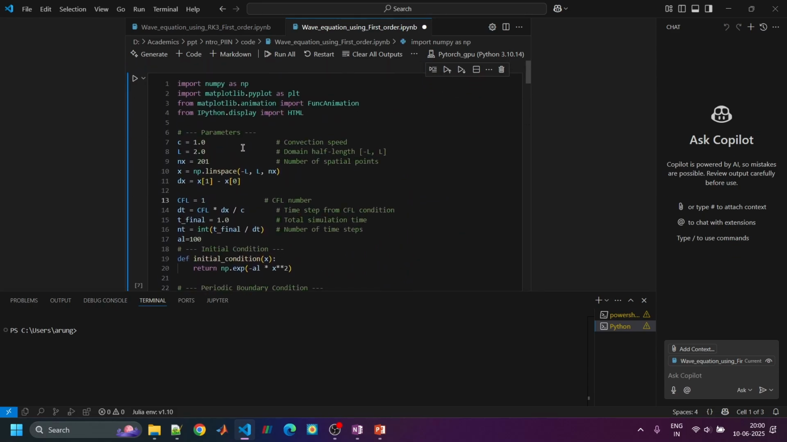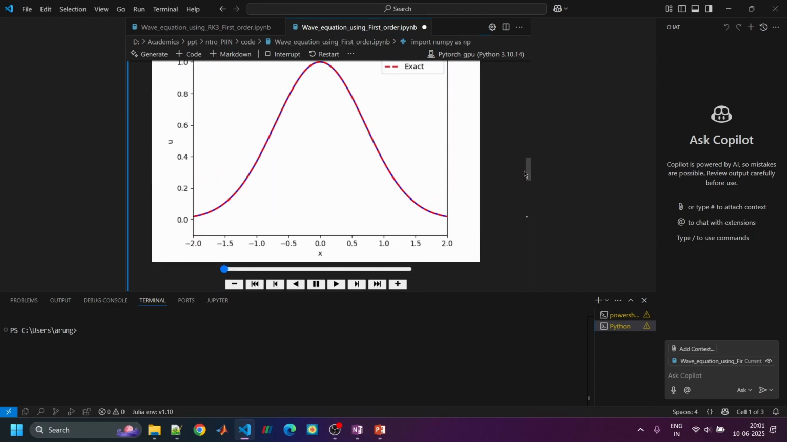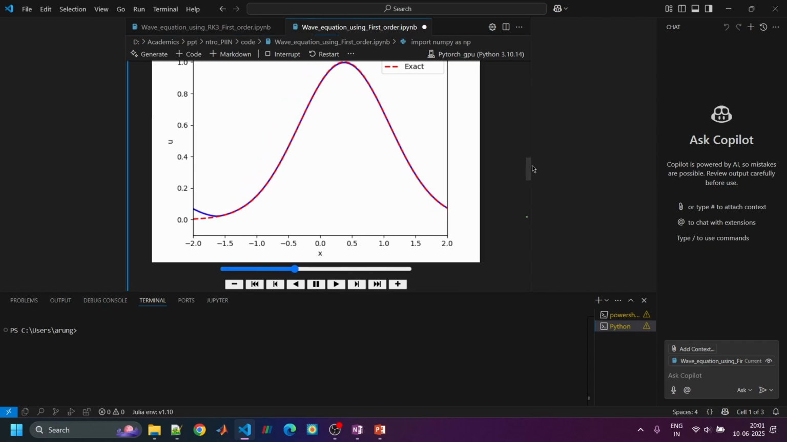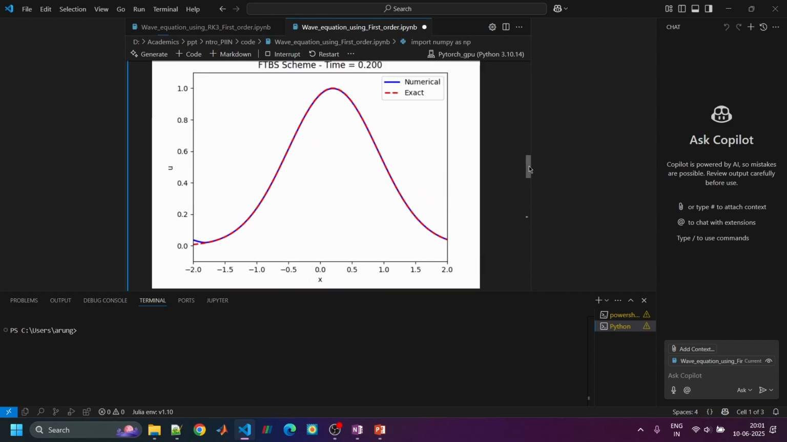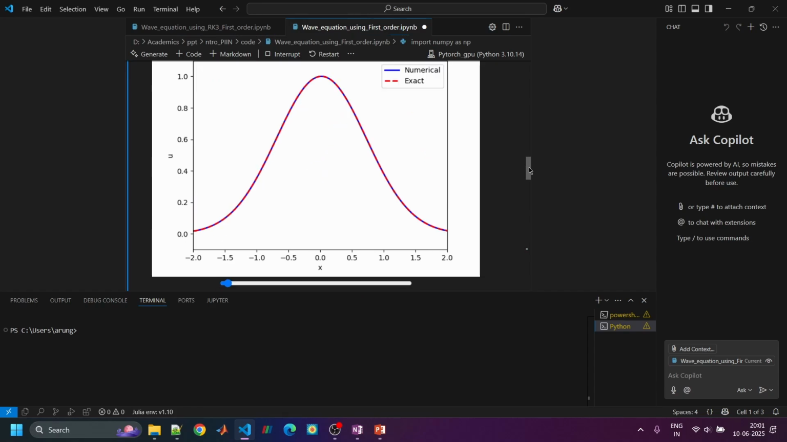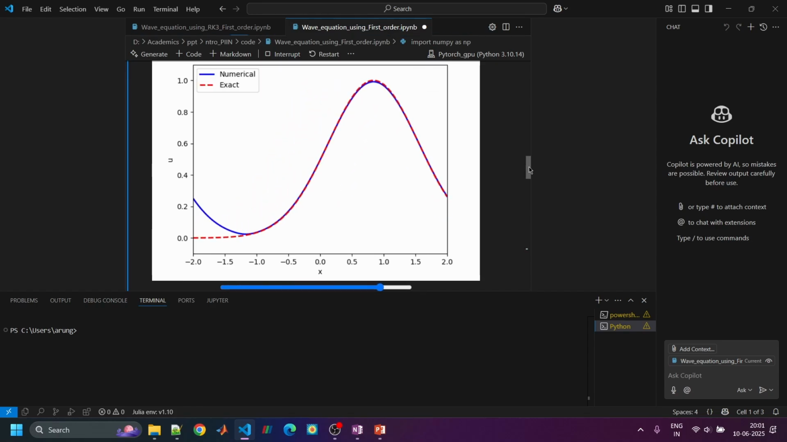So you can notice that the CFL number plays a crucial role in the accuracy of the numerical scheme. This is not the only factor. The grid size also plays an important role. Now we shall try to increase this one to 100. Maybe we shall reduce this to 0.5 and we shall make it 1. So it has completed the simulation. Now we shall play that. You can notice that the error between the numerical and exact solution is a little bit less.